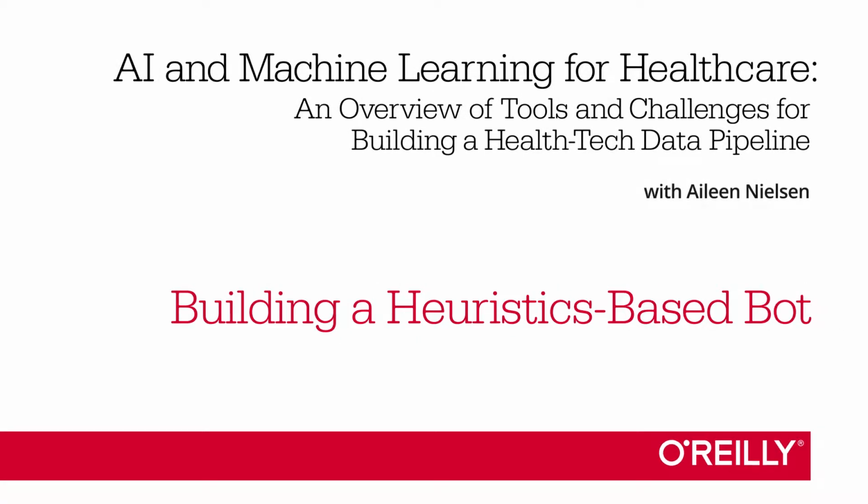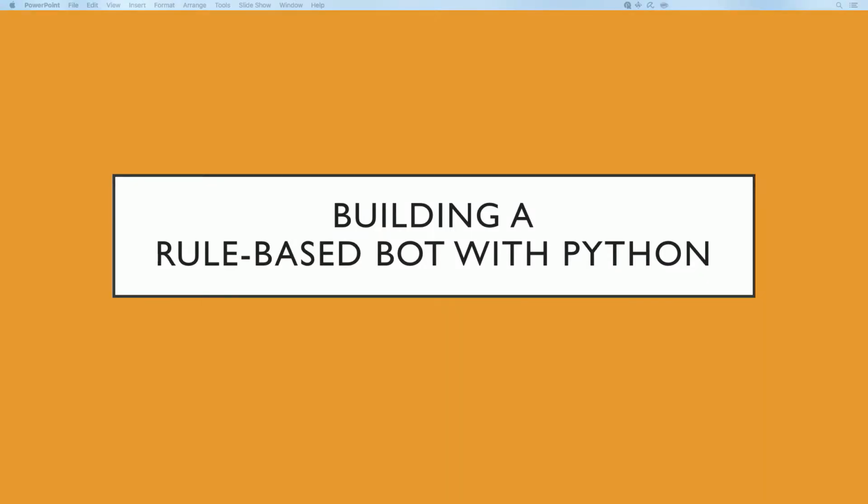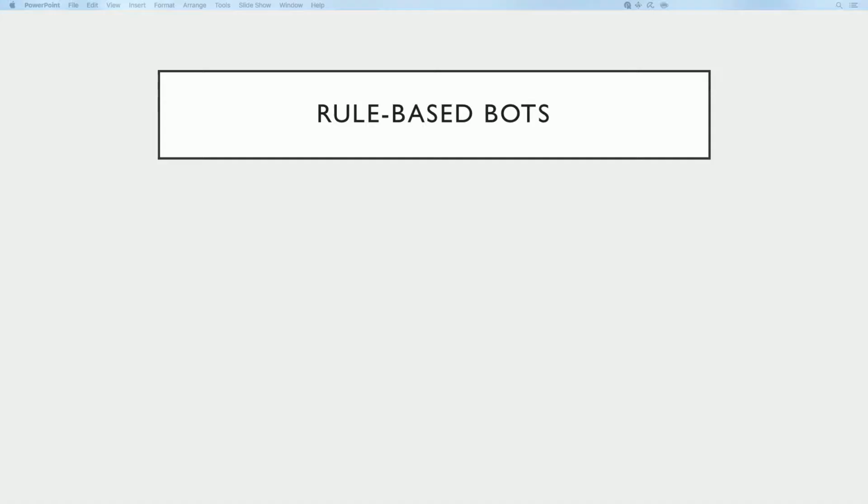We just talked generally about why assistive AI can be very useful for healthcare providers. Now I want to talk a little bit about how we would actually do it. So we're going to talk about building a rule-based bot with Python. Let's talk about rule-based bots in general.